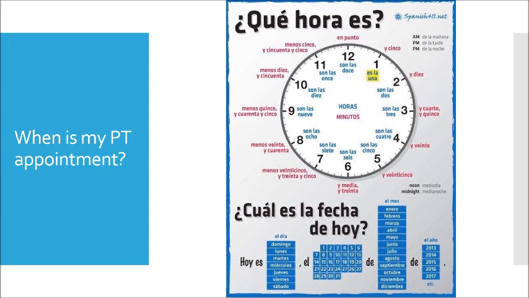But then when you're telling time to a Spanish speaker, when you're going past the half hour, you're actually going to be counting back from 60 minutes. So instead of saying like 12:45, you'd be saying it's 1 o'clock minus 15 minutes. A little confusing, but it just takes some practice. So to say that they have a 1:45 appointment, you would say son las dos menos 15 minutos.